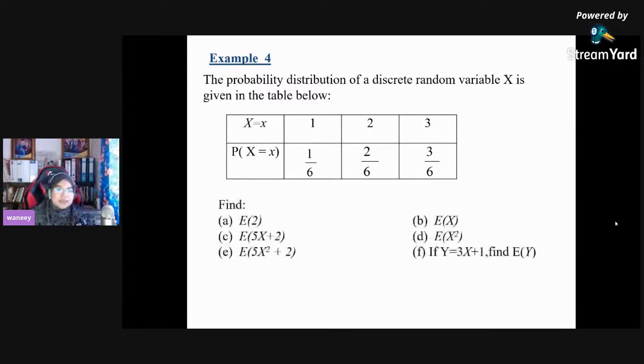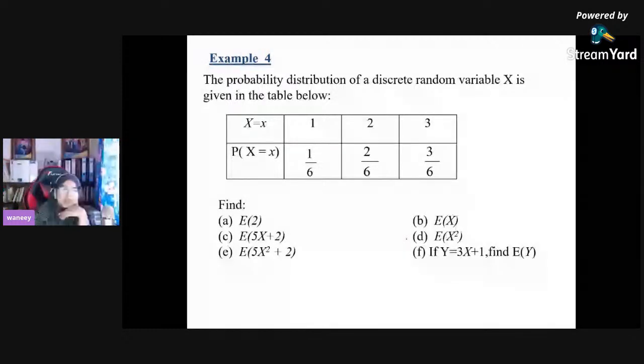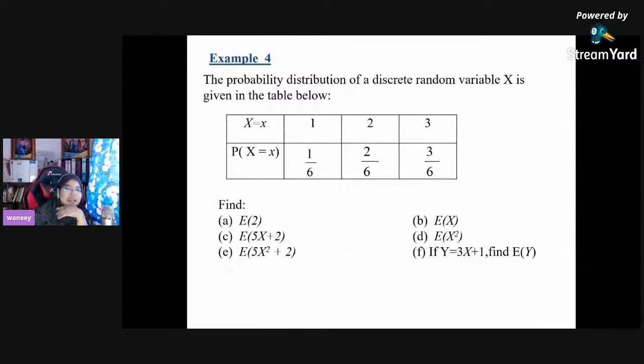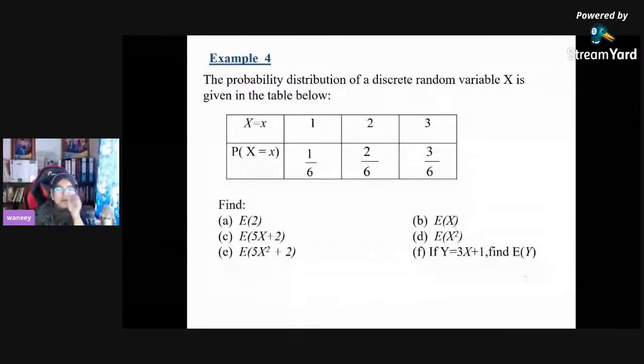Okay, next. We have to find out the expectation of X, expectation of 5X plus 2, expectation of X squared, expectation of 5X squared plus 2, and then if Y is equal to 3X plus 1, find the expectation of Y.